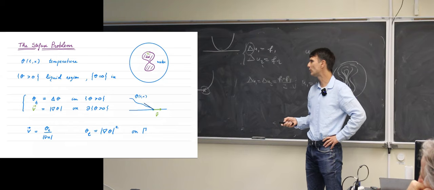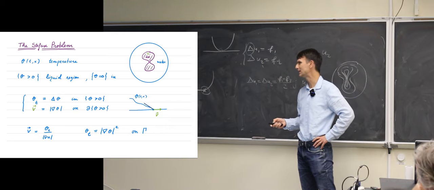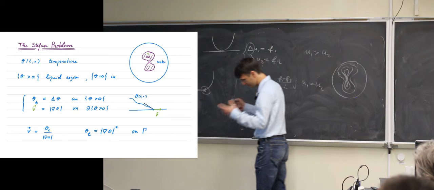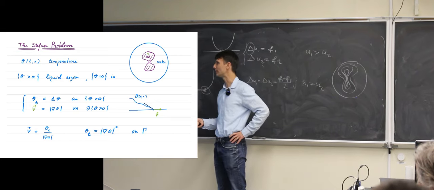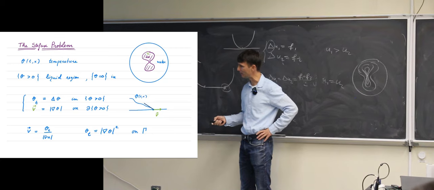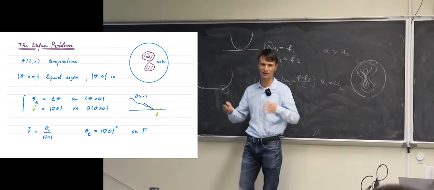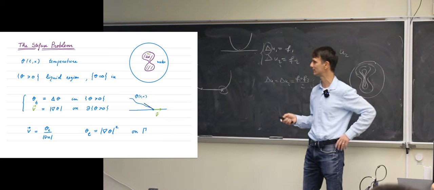If you want to write what the velocity is in terms of the function theta, it is theta_t divided by the gradient of theta. So actually, the condition on the free boundary gamma that tells you how gamma is moving can also be written in this form: theta_t is the gradient of theta squared on the interface.